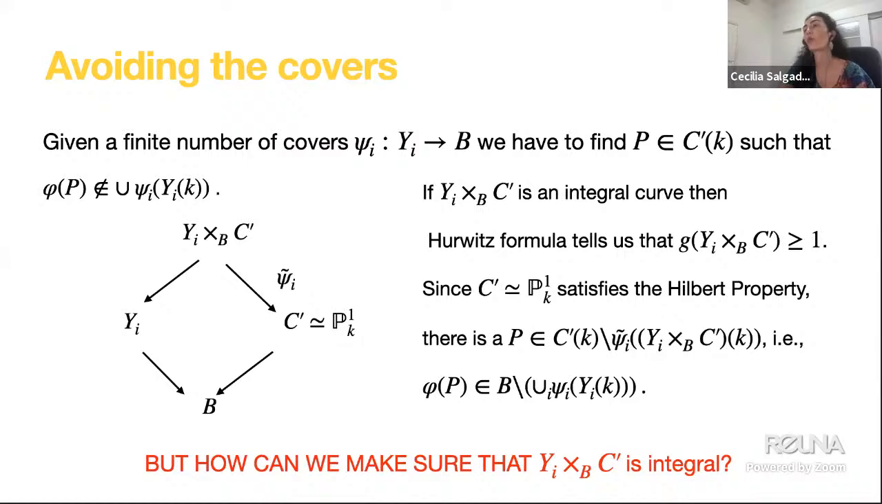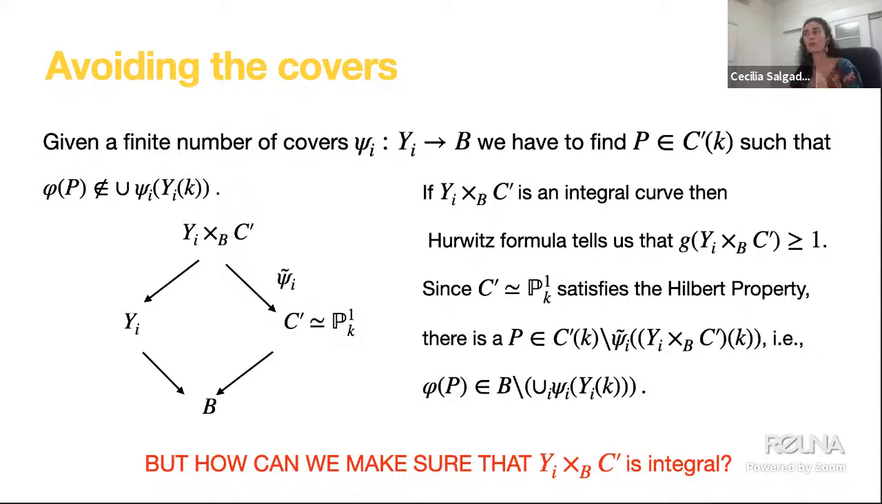The problem is, since the curve C prime, remember, is a curve which is in my linear system C, so it's a P1, it satisfies the Hilbert property, which means that I have points inside of C that map to B and that do not map to the points that came from Y_i, okay? So this is precisely what I need, right, to avoid the cover. So that's what I have.